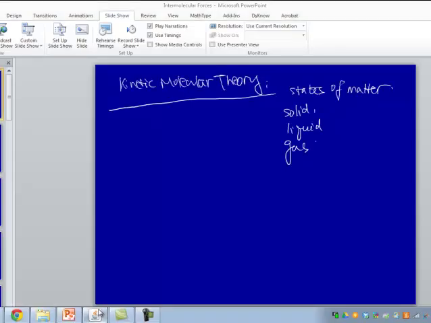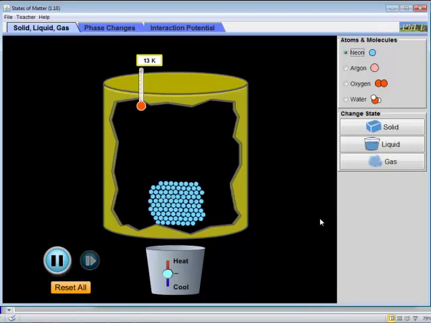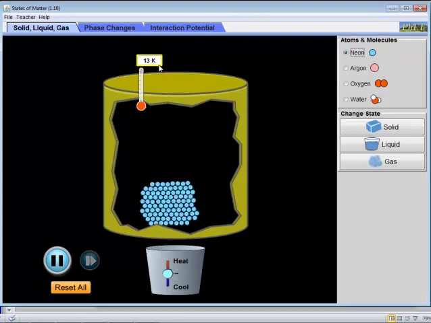Let's switch to a very nice JavaScript-based simulation produced by the University of Colorado, on states of matter. What you're looking at here is neon. It is at 13 K. In this case, the temperature used is called the absolute temperature. The unit is Kelvin, not the commonly used Celsius or Fahrenheit. To get Kelvin, you take the temperature in Celsius and add 273.